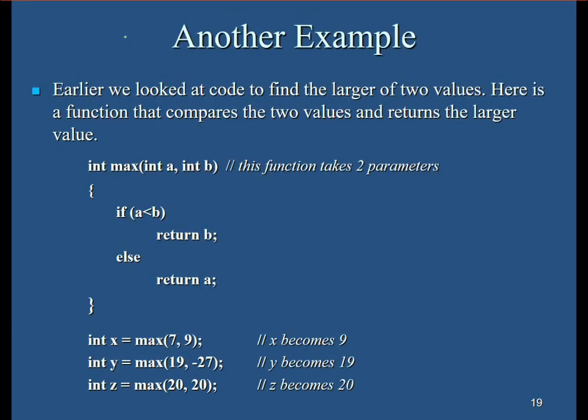One more example, where we looked at code to find the larger of two values. Here we write a function that compares two values and returns the larger value. The function name is max. The values are a and b. If a is less than b, we return b, that means the other one, and else return a. This will return the larger one. So if a is less than b, b will be larger, so b will be the max. And in a similar fashion, if this does not hold, it will return a. So in this case, we just use this max function in the calling function. We pass 7 and 9, and the answer will be 9.